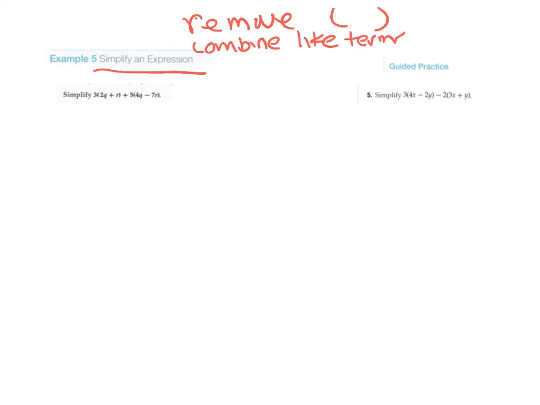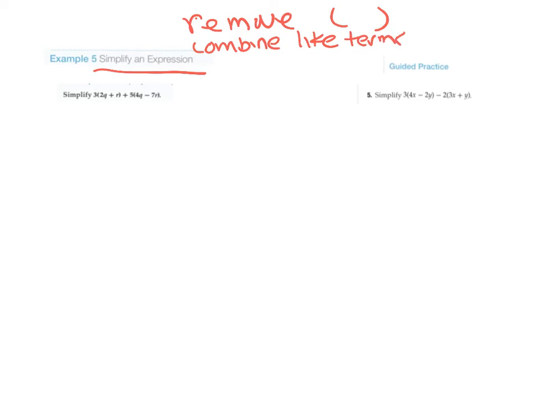So what we're going to do is simplify expressions, and all that means is we want to remove parentheses, and I'm just going to abbreviate with parenthesis signs. Remove parentheses, and we want to combine like terms. That's the definition of simplifying an expression.